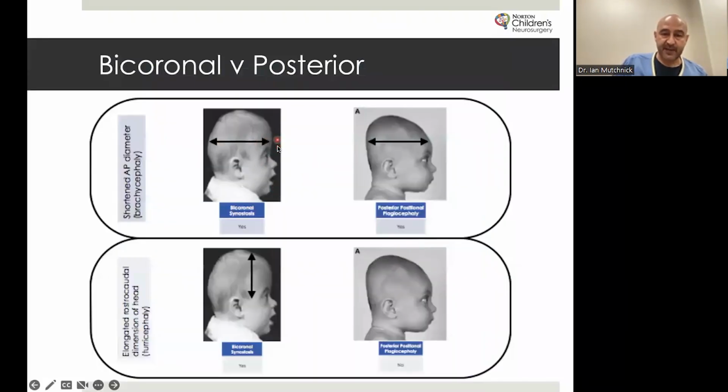So front to back, this is bicoronal synostosis. You can see it's turricephalic, and there's front to back shortening, and here's flattening of the back of the head. It's also shortened, but here the head is tall. Here the head is kind of not.